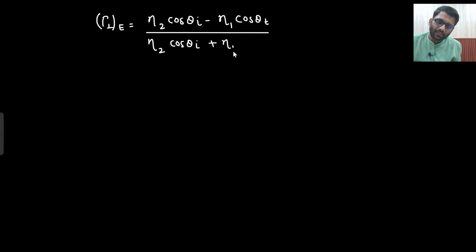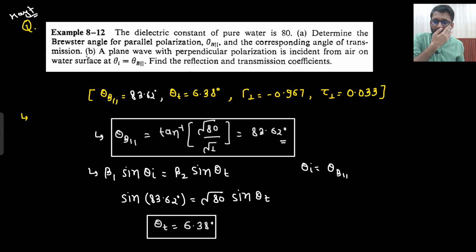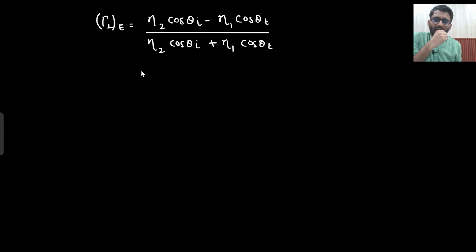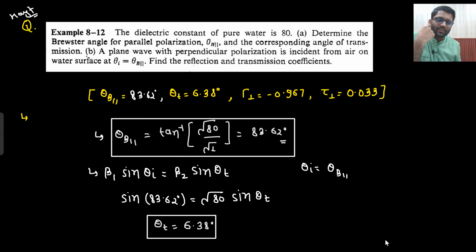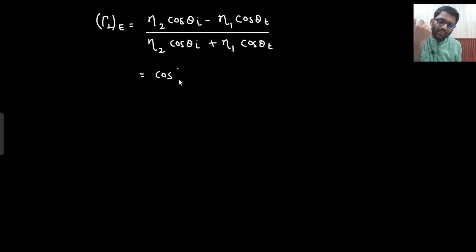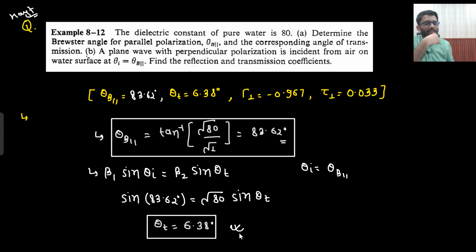I plus eta 1 cos theta t. Okay, so now eta is inversely proportional to under root epsilon r, that I know, right? So can I write it down? What is my cos theta i? Cos 83.62 degree minus, what will be the angle of transmission? This will be the angle of transmission, no?